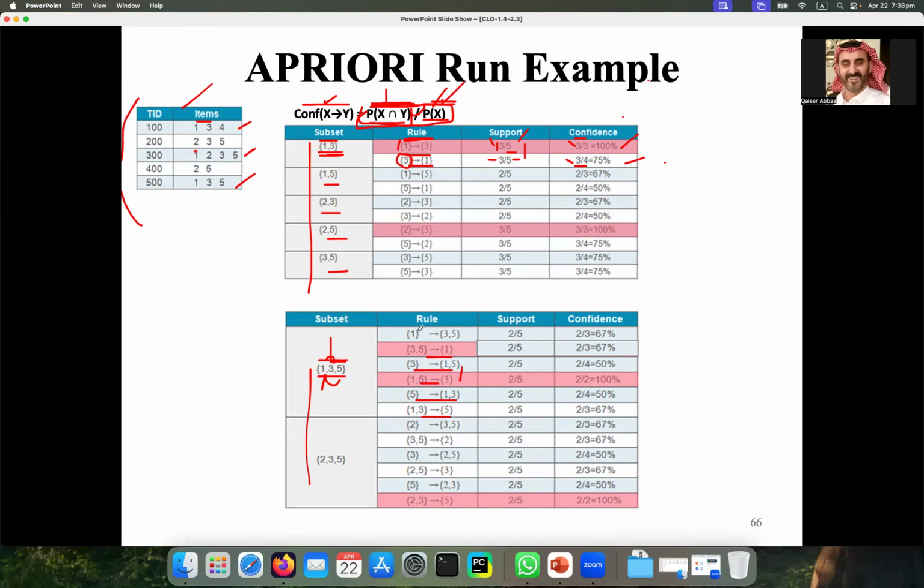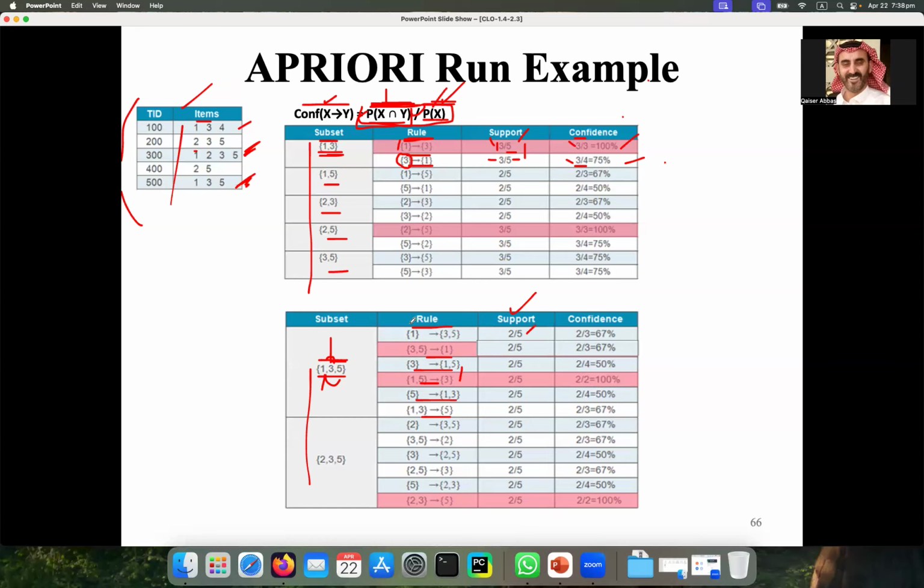For example, here 1 and 3, 5. What does it mean? 1, 3, and 5 together. Count them. Evidence here is 2. So that's 2 divided by the total number of transactions, which is the equation for the support. By using that equation, we are writing that value. Similarly, you can calculate it for all of them.